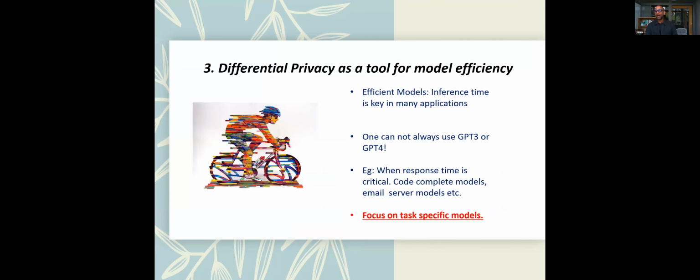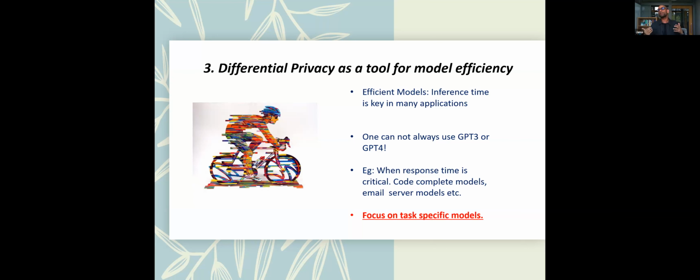So now I want to shift gears a little bit. This part of the story is what I found somewhat surprising personally. I told you that when you train larger models with differential privacy, the performance improves and the privacy guarantees are better. But in many applications, I cannot always use GPT-3. So let me give you one example.